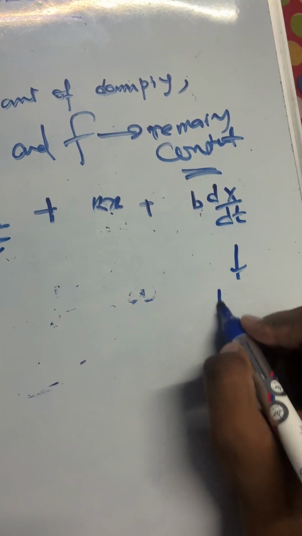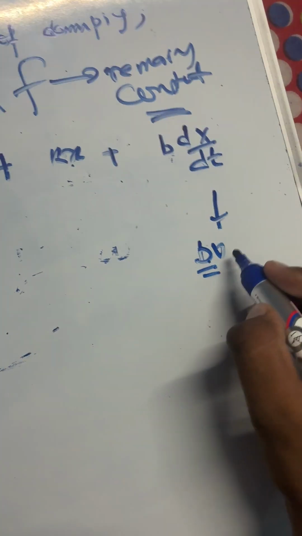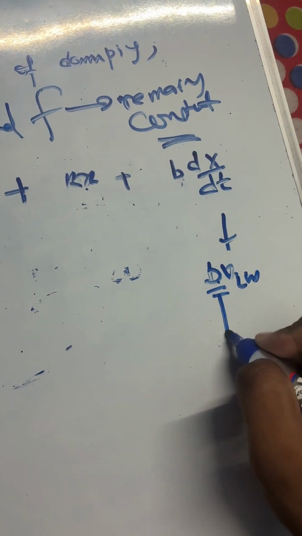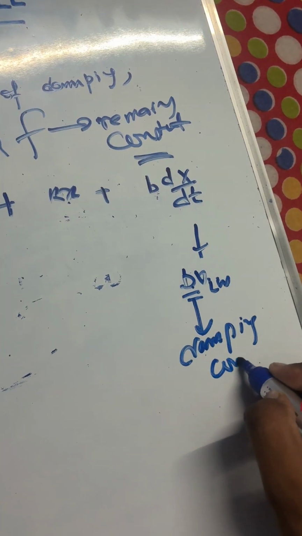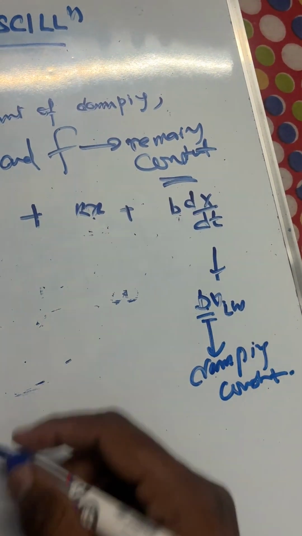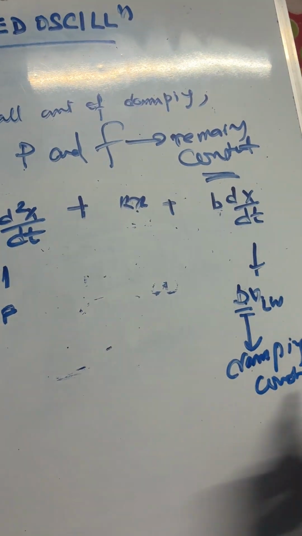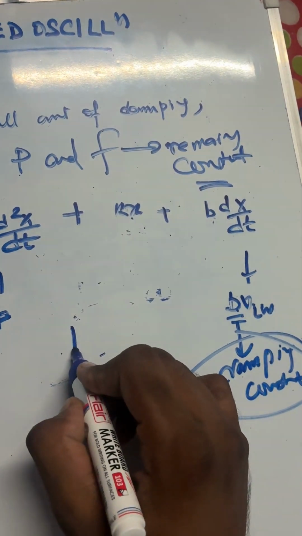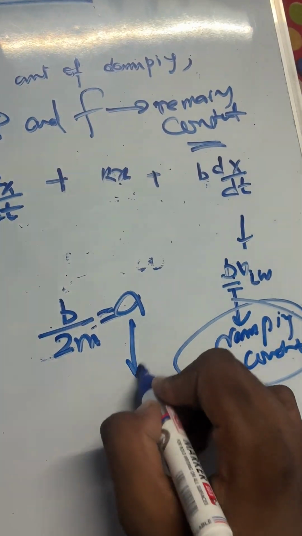dx by dt is v. Here it's generally b into v instantaneous. b is the damping constant, and b by 2m is alpha. This is the damping factor.